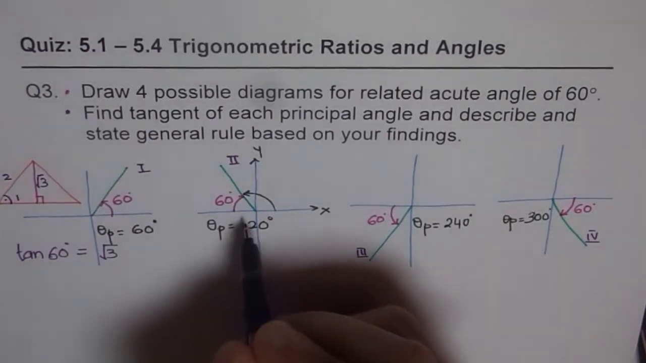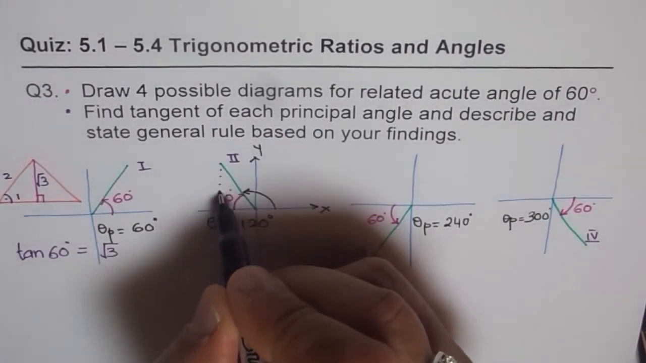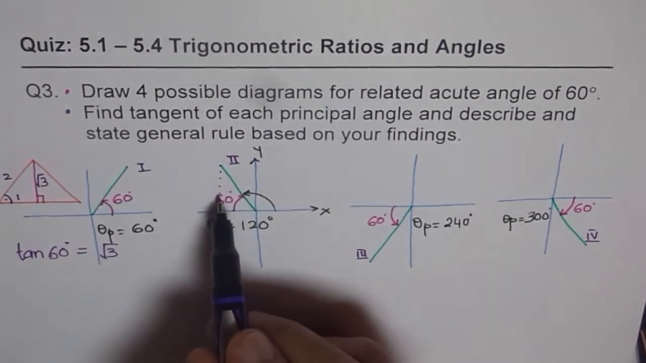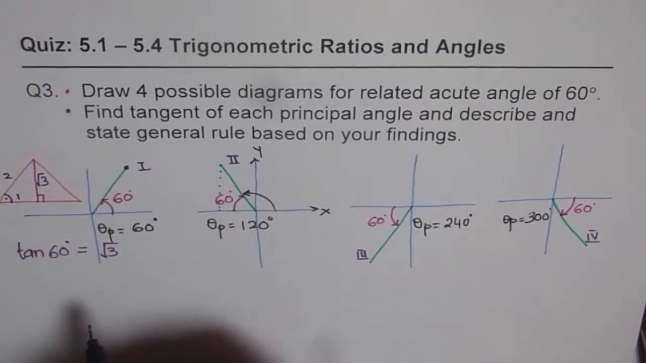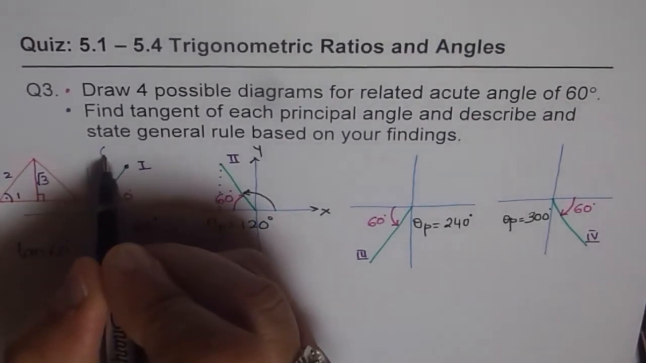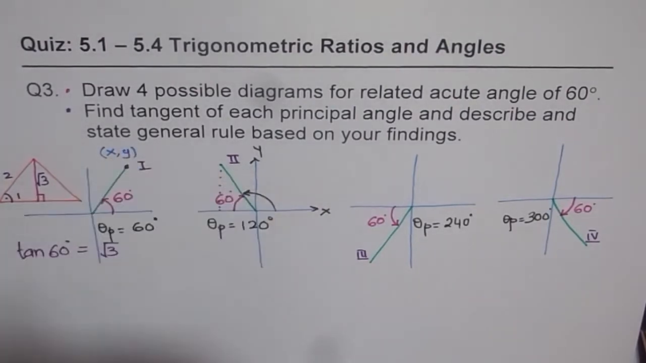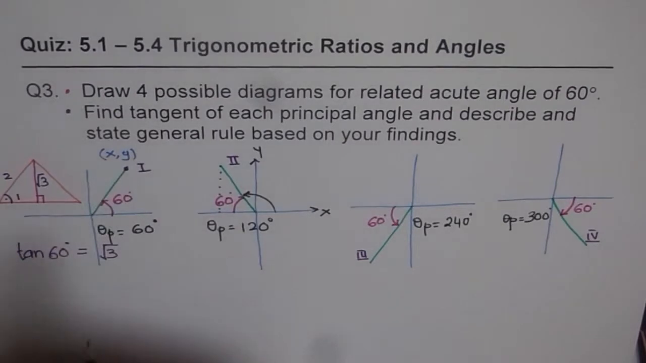Now let's consider quadrant 2. In quadrant 2, if I drop a perpendicular like this, you can see the opposite side is positive, which means the y value is positive. Let me also write one more thing here. Let's take a point here, and let's say this point for us is (x, y). Then in that case, what is tan theta?